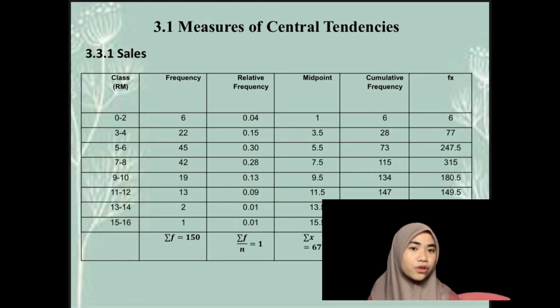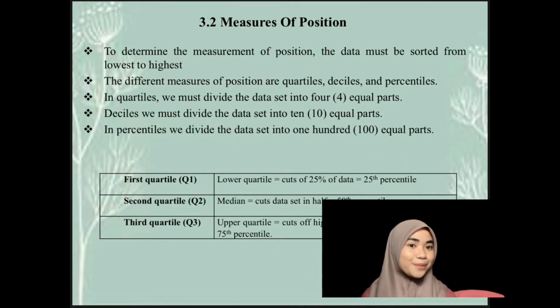3.1 measure of central tendencies. 3.1.1 shows about sales, how to get the class, frequency, relative frequency, midpoint, cumulative frequency, and fx. 3.2 is measure of position, measurement of position from lowest to highest, and then the different measures of position: quartiles, deciles, and percentiles.